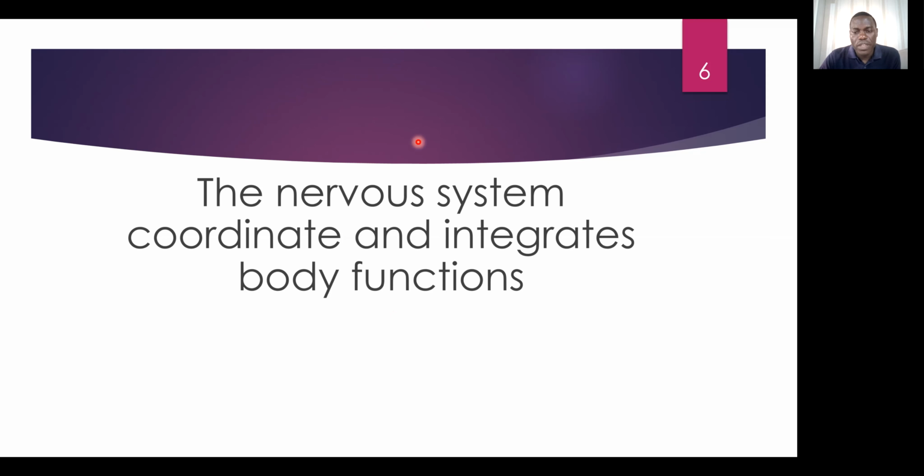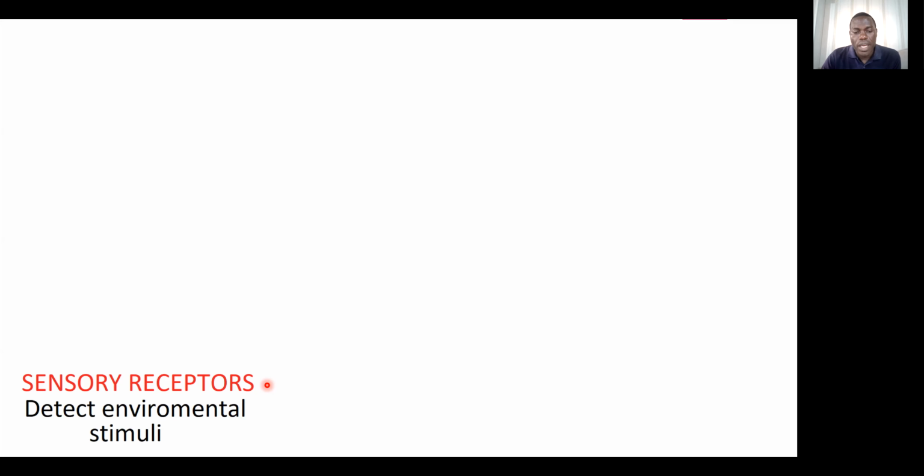Perhaps you then ask yourself, how does the nervous system achieve this particular role? To answer that question, the nervous system achieves this role of coordination and regulation of body functions through a particular functional model that I want to describe for you. The nervous system uses what we call sensory receptors.